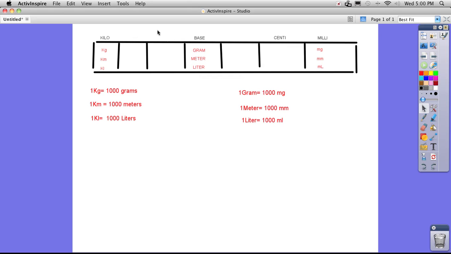Now, on the far left-hand side right here is like the big daddy of the metric system, okay? And that is the kilo box, all right? So what you do is you put the base mixed with the prefix kilo, and you get kilogram, kilometer, and, of course, kiloliter. Now, to the far right of the metric system, you have the little baby of the metric system, and that is the milli box. So you can combine our prefix milli with our base, and we get milligram, millimeter, and milliliter, all right?